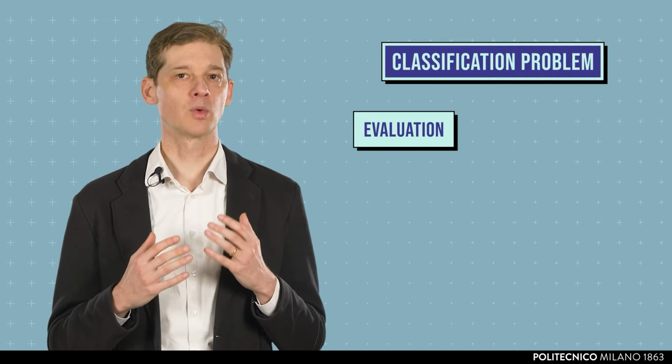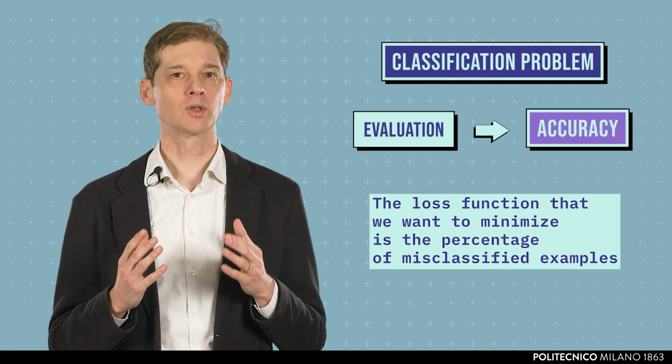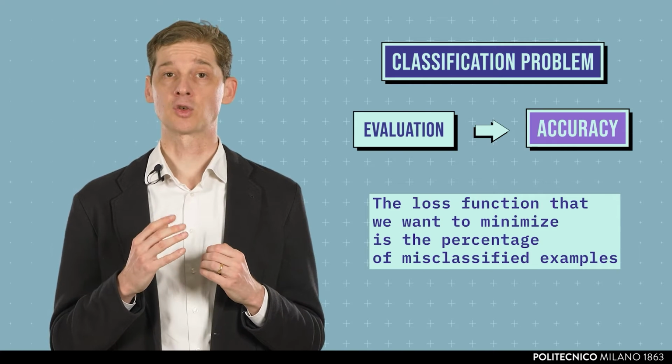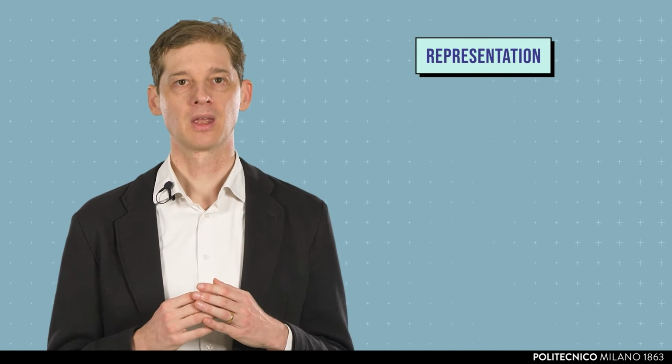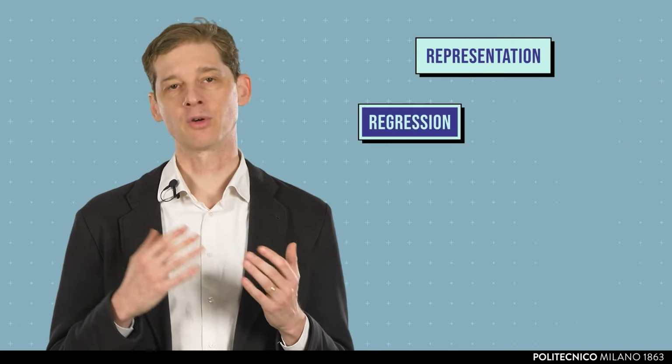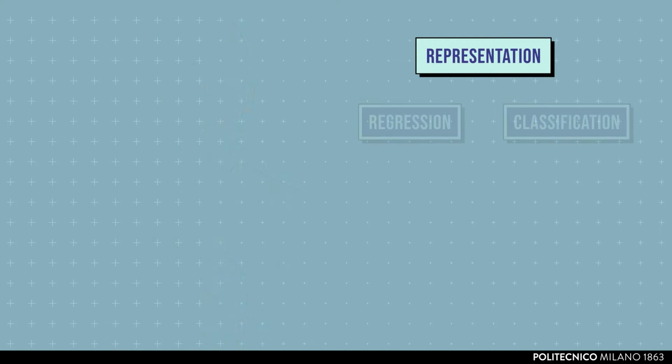For classification problems, instead, the most common evaluation metric is accuracy, so the loss function that we want to minimize is the percentage of misclassified examples. As for the second component, the representation, we have several options. Some for regression, some for classification, and some usable in both cases.